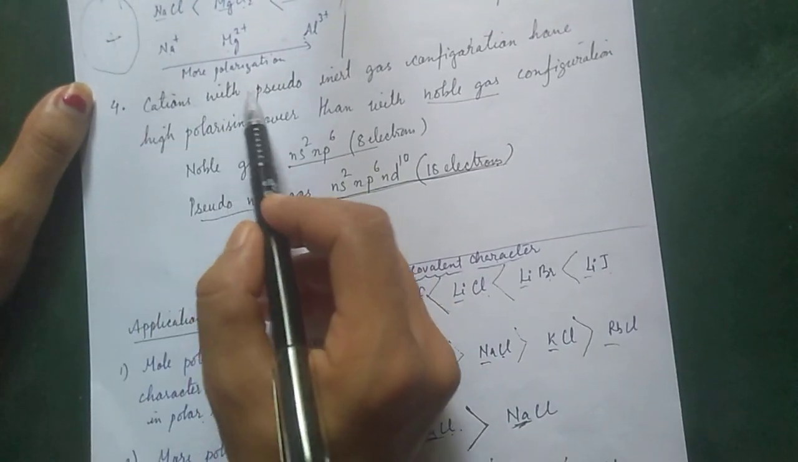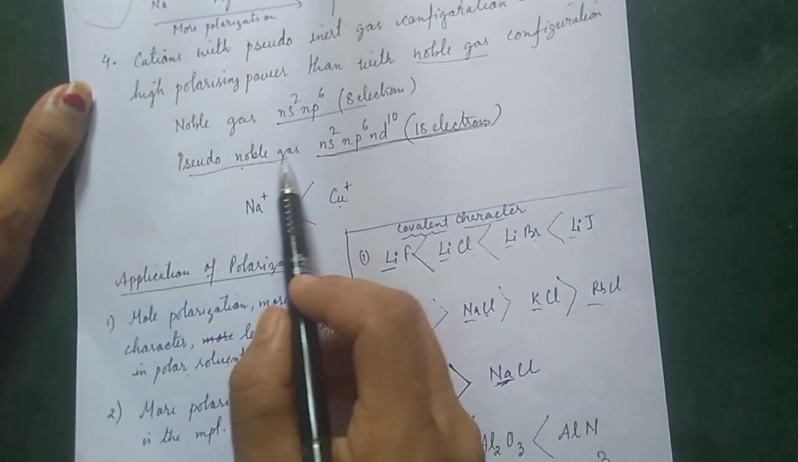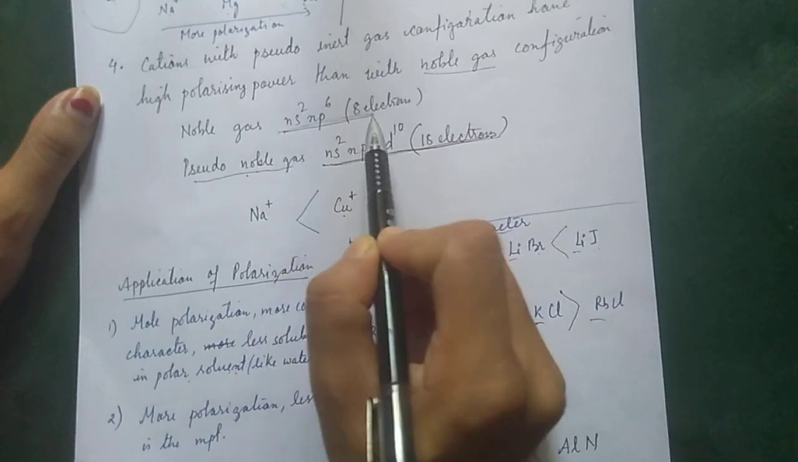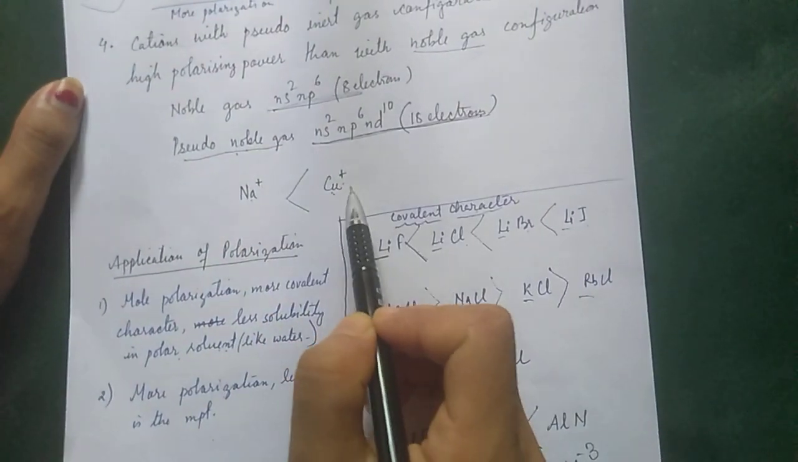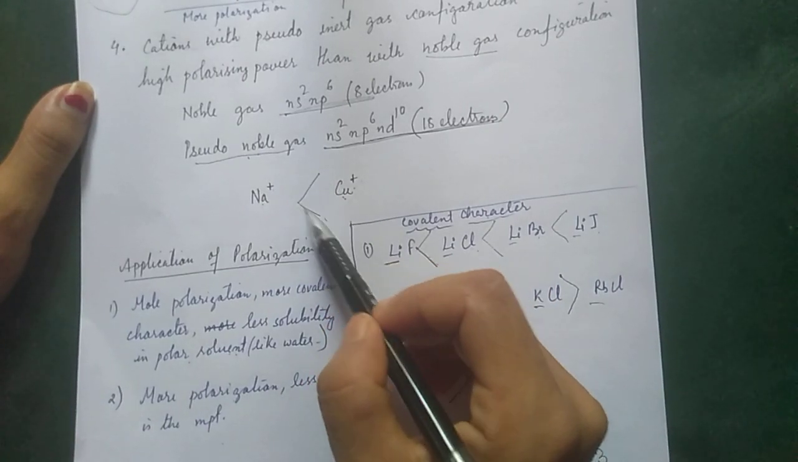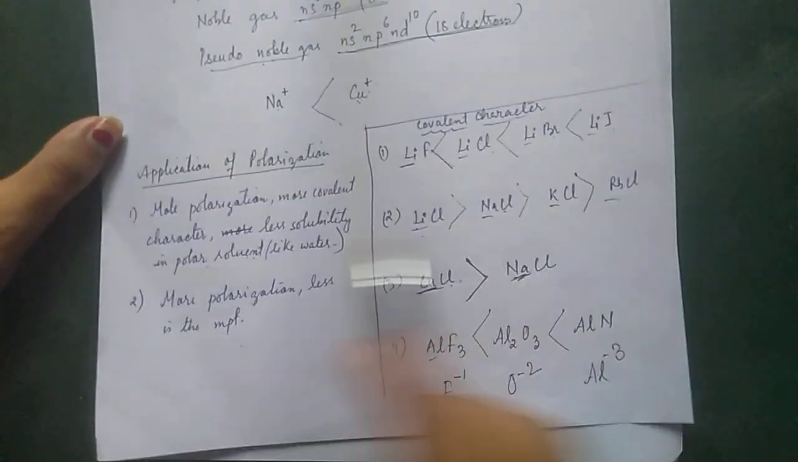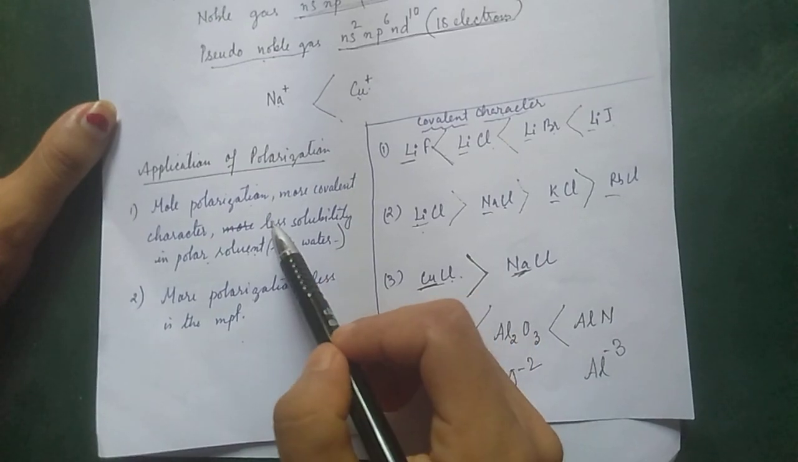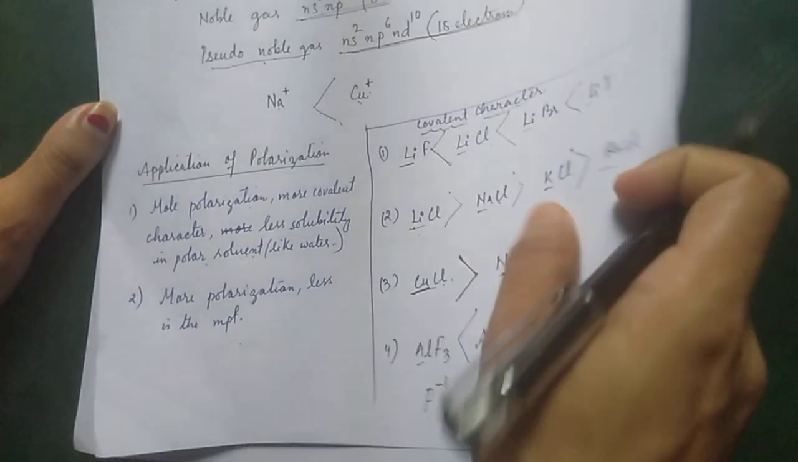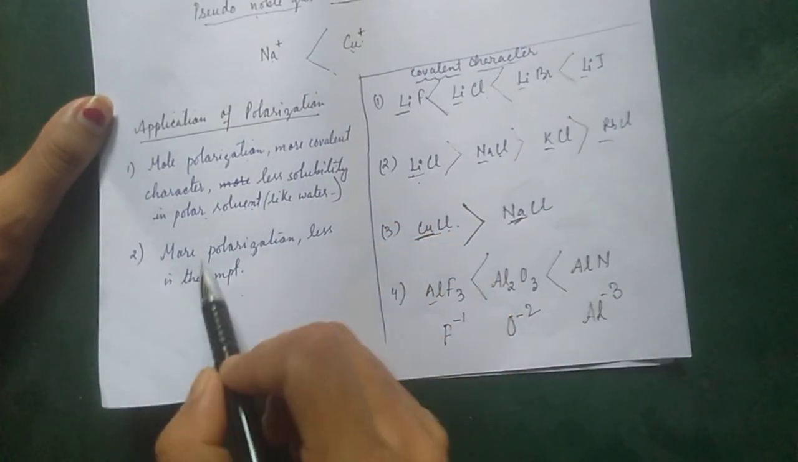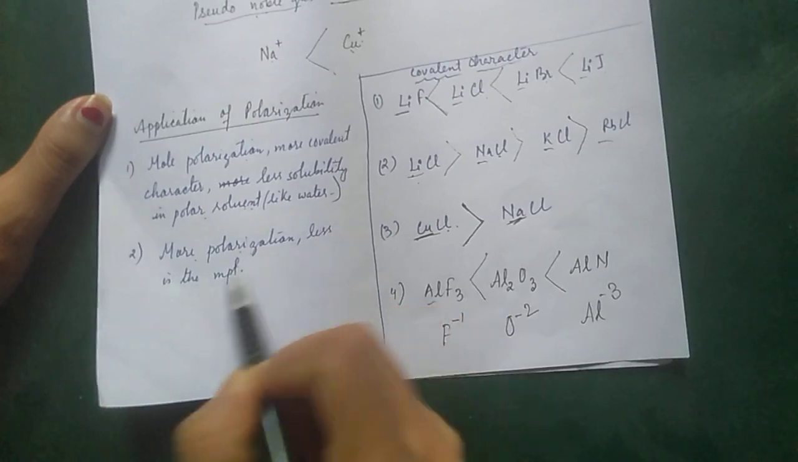Last, a cation with the pseudo inert gas configuration, meaning 18 electrons, will have higher polarizing power than that of the noble gas configuration. So among sodium plus and copper 2 plus, copper has the pseudo noble gas configuration and will have more polarization, meaning more covalent character. Applications of polarization: more polarization means more covalent character, less solubility in polar solvent like water, and a lower melting point.